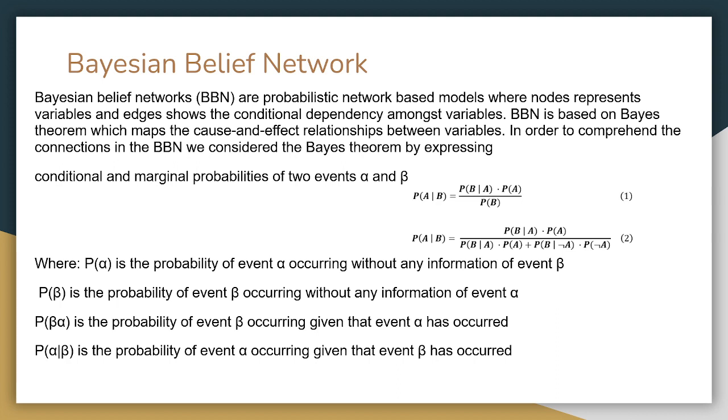Here we can see the formula of conditional and marginal probabilities of two events, A and B, where P(A) is the probability of event A occurring without any information of event B. P(B) is the probability of event B occurring without any information of A. P(B|A) is the probability of event B occurring given that event A has occurred. P(A|B) is the probability of event A occurring given that event B has occurred.